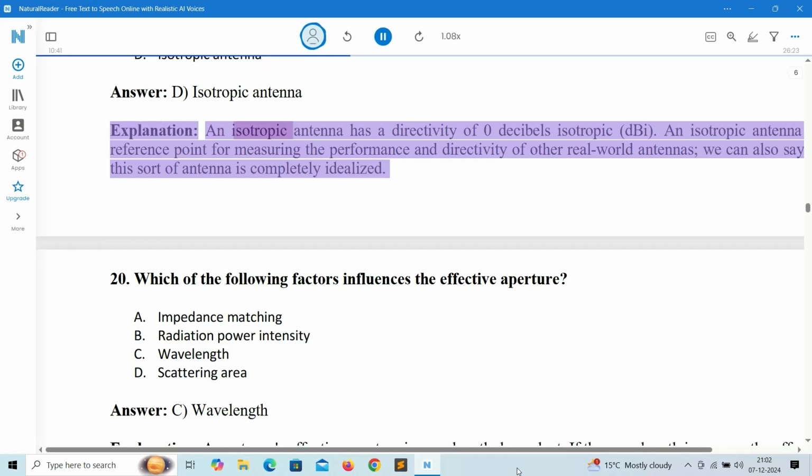Explanation. An isotropic antenna has a directivity of 0 dBi. An isotropic antenna is a reference point for measuring the performance and directivity of other real-world antennas. We can also say that this sort of antenna is completely idealized.